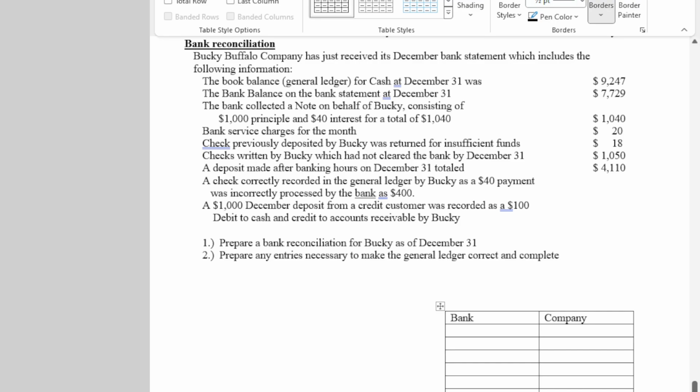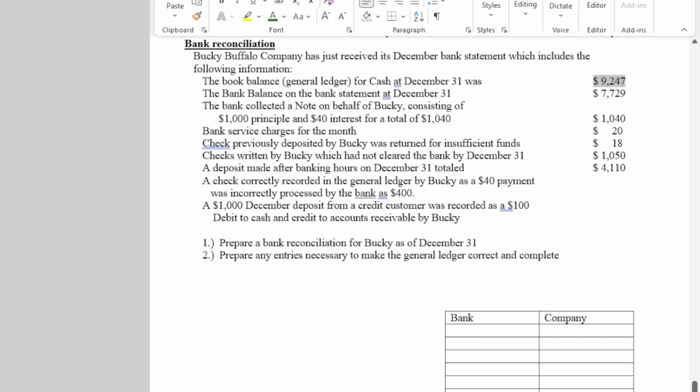So first one, the book balance, GL for cash at December, was the 9,247. I cannot talk today. I apologize. So this is going to be balance. Control V. There we go. Do those a different color, that way you don't have to worry about mixing that up. Okay, and then the next one, the bank balance. 7729. Balance is the 7729. And then moving on to the next one.